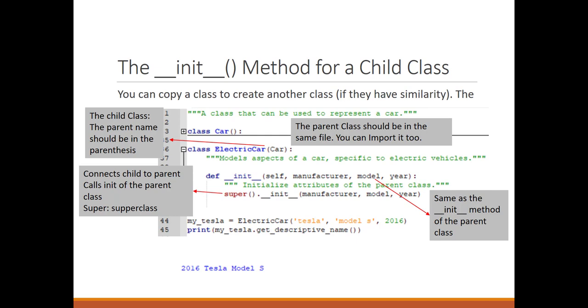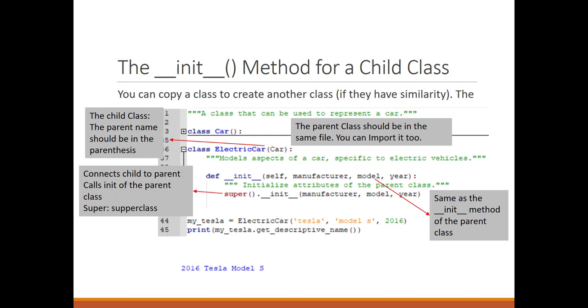To make it available, we have two options. The first one is to just copy all the code of the car class, the parent class that we have. Here the example is a car class, so the syntax of the car class should be available. The second option is importing, that we will talk about at the end of this lecture.